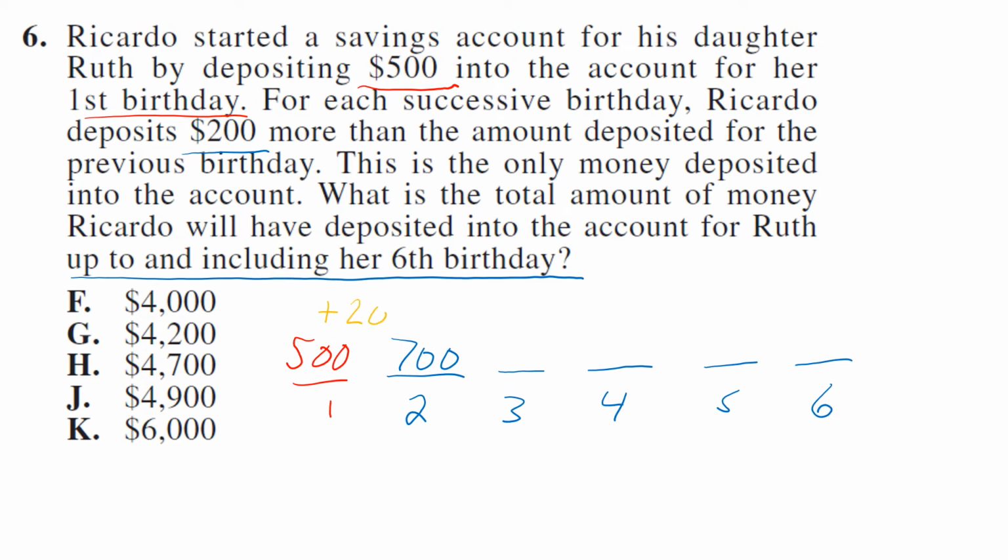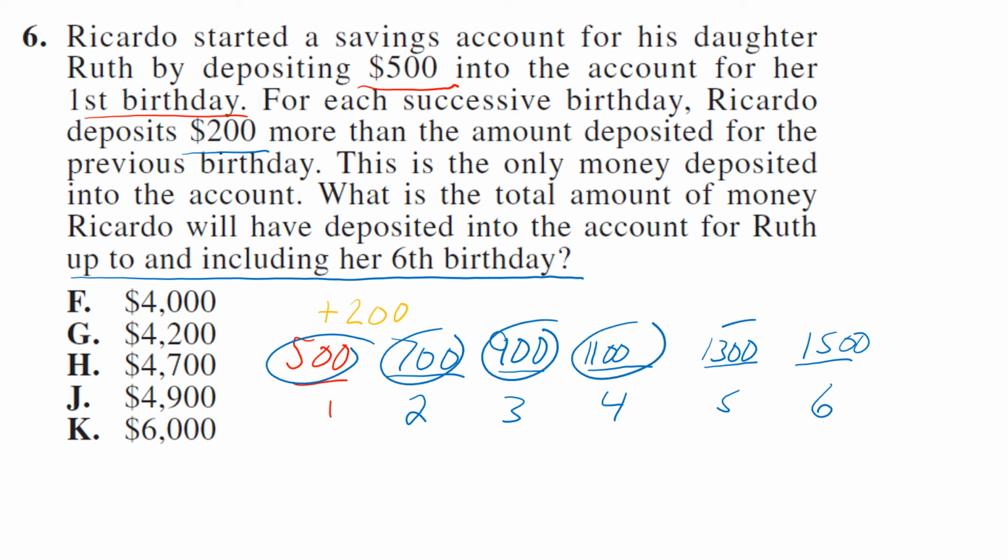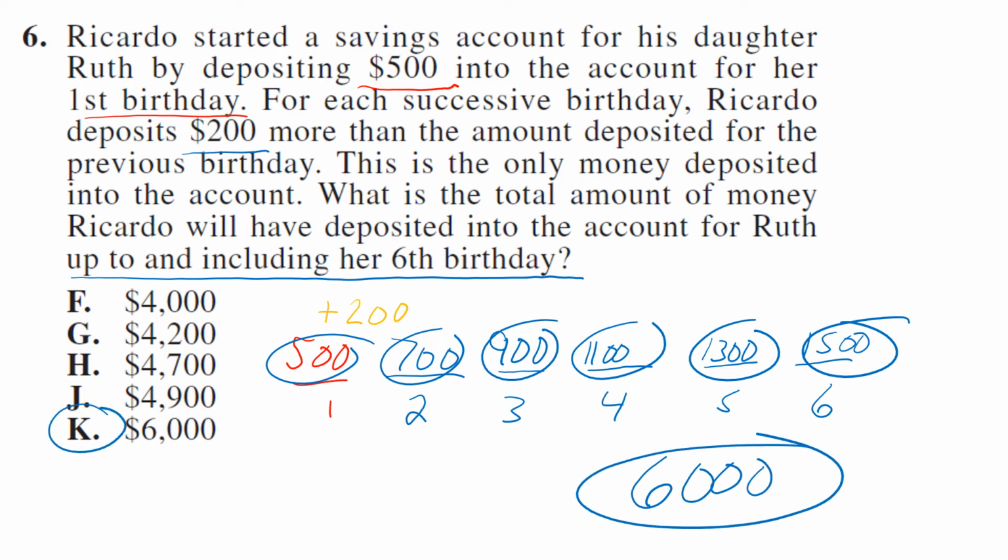common difference here, 200. So now he's going to deposit 900 and then 1100 and then 1300 and then 1500. Then we add all of these up, 500 plus 700 plus 900 plus 1100 plus 1300 plus 1500, and we get 6,000. So your answer is K.